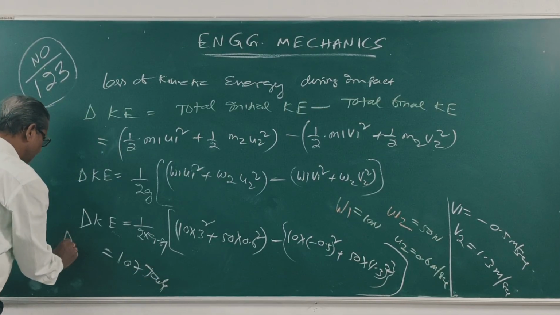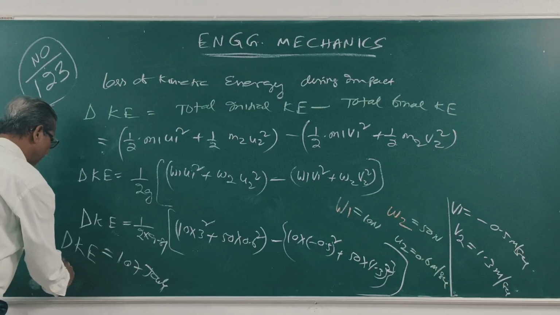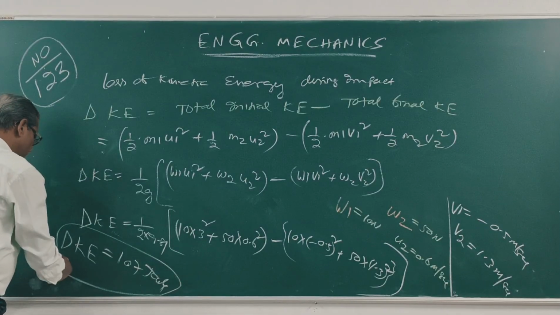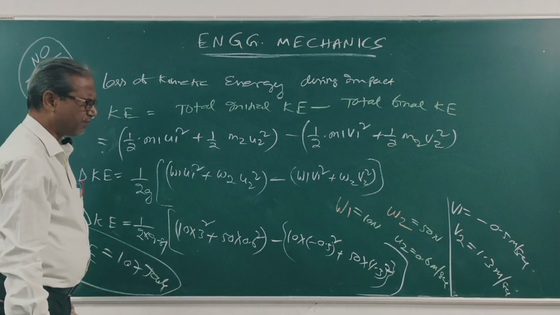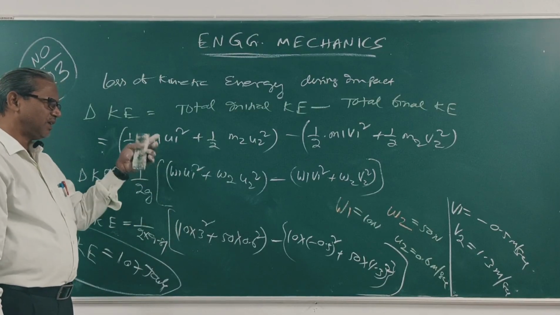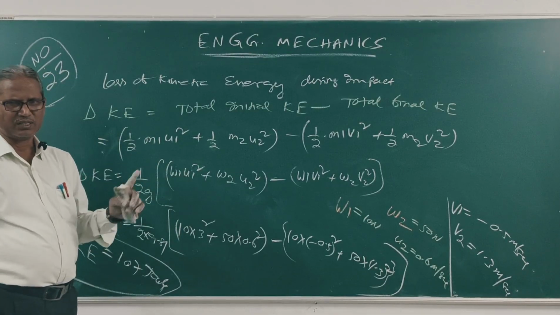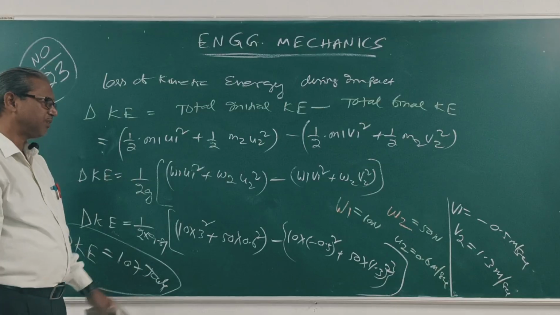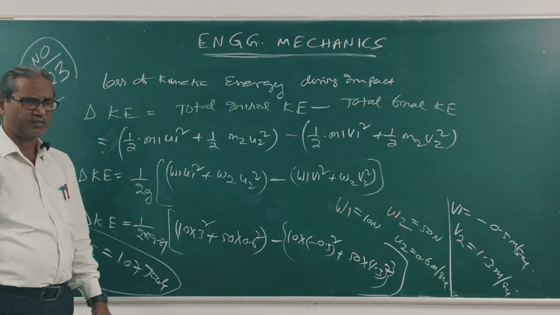You calculate the answer. Clear? Your calculation may be somewhat different, you may find the answer. Delta K, initial K minus final K, this is change of K. Clear? This is question number 123.